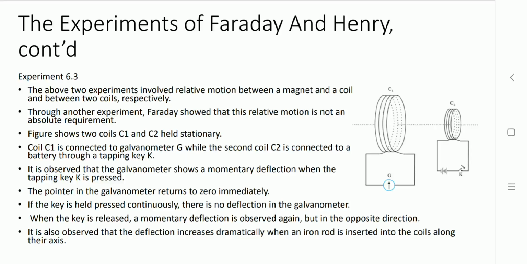Over here, 3 experiments are there: using the bar magnet, using a coil movement, and using a rotating shaft and the key. By having all these 3 experiments, we observe that electric current is induced in coil C1 by all these 3 different parameters.